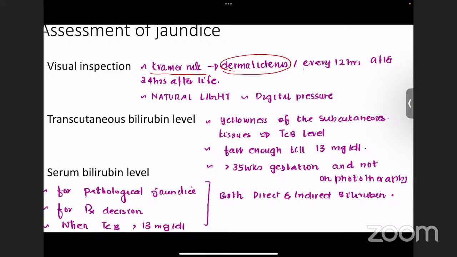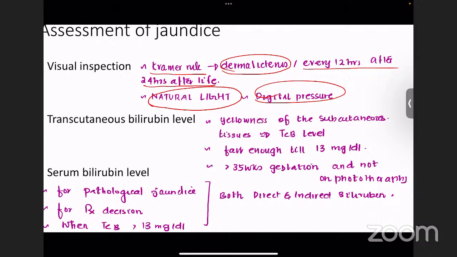The normal icterus should be examined every 12 hours after 24 hours of life, in natural light, with digital pressure. With digital pressure using the thumb, you just press over the skin. Once you remove the pressure, you will see the blanching. You will see a yellowish blanching, and you should see it in natural light or white light, not in yellow light, because it will give a false positive for jaundice. This is what the examiner will look for when you examine the baby.